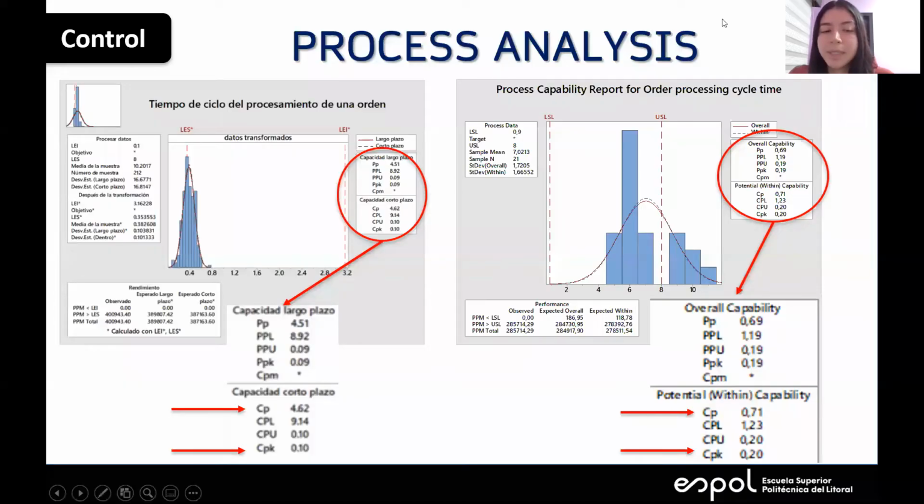In the process capability of the current situation, the Cp value was 4.62 and the Cpk value was 0.10. This meant that there was a huge problem of localization due to that gap. In the process capability with the improvements implemented, the Cp value is 0.71 and the Cpk value is 0.20. Even if the process is still not capable, the gap between the Cp and the Cpk has been significantly reduced.